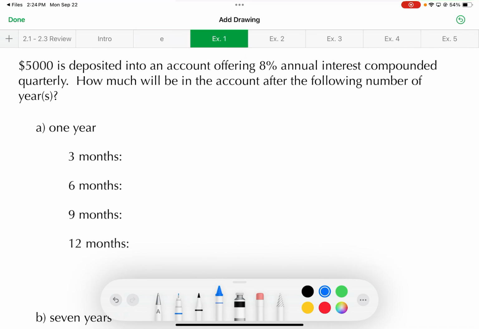All right, go to example 1. We got $5,000 deposited into an account offering 8% annual interest compounded quarterly. How much will be in the account after the following number of years? We're going to use this example to help us develop or derive our compound interest formula, okay?